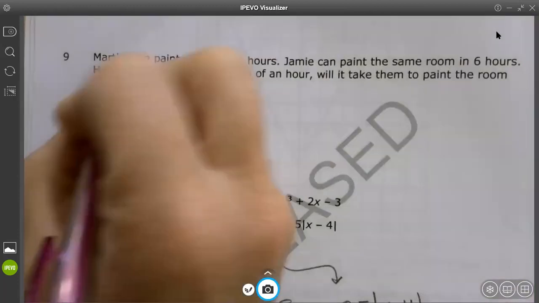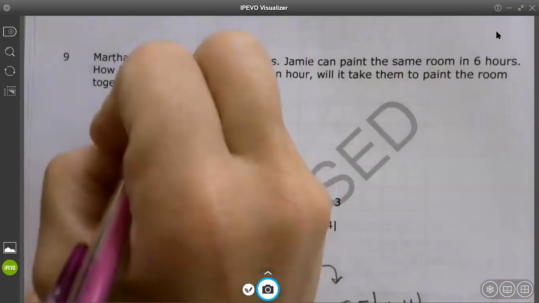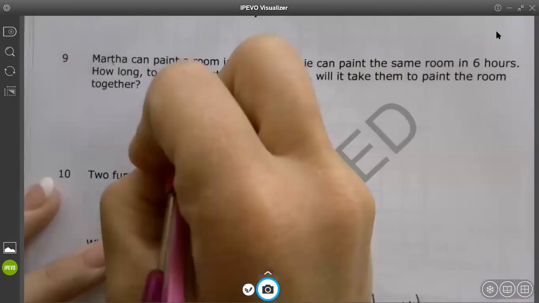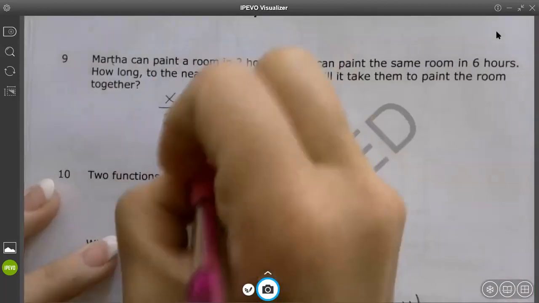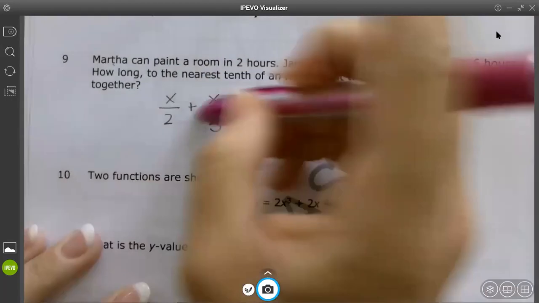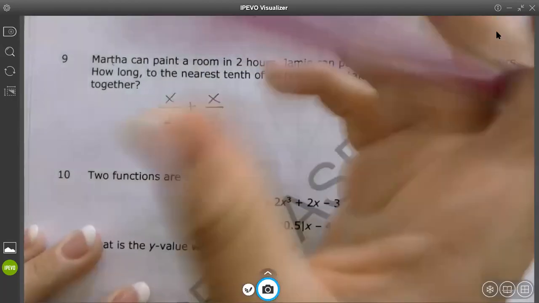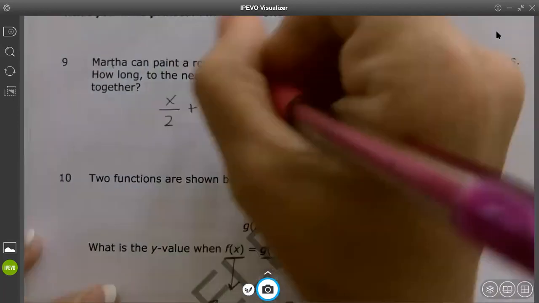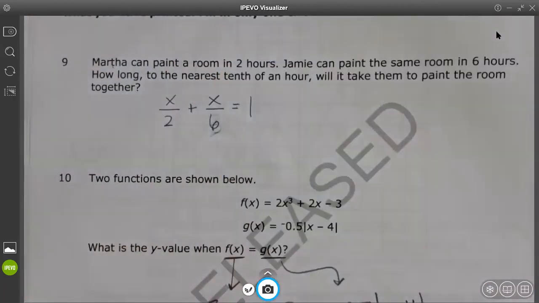So it says Martha can paint it in 2 hours. So the way you're going to set it up is X over 2. They're going to work together. Sorry, that should be a 6. Jamie can paint it in 6 hours. And then they can do one full job together. Okay. So you'll always set it up like this. Whatever hours they paint in separately, add them together, and then it's always equal to the one job that they're doing.